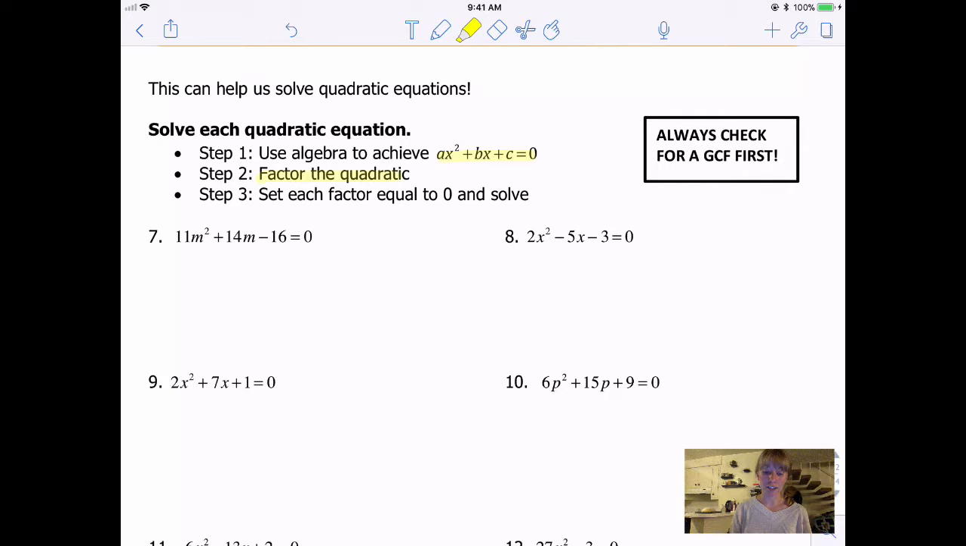Then we'll factor. This time we're going to use the AC method. And then we will solve each equation. Okay, so it's the same process that we've been doing in the last couple of days. We're just going to extend it to the AC method. Remember to always check a GCF first. That's going to be our extra little check here.